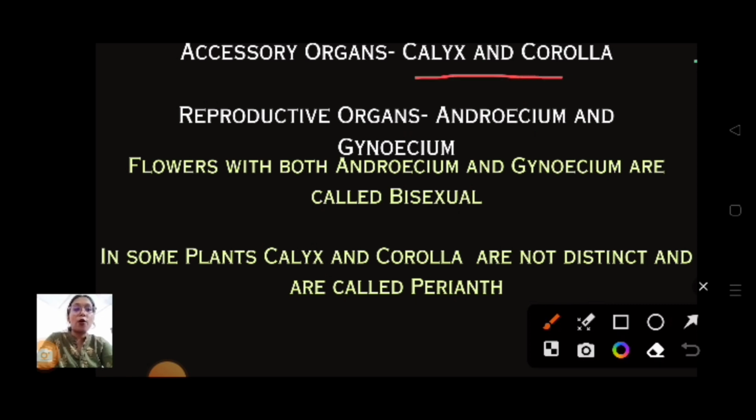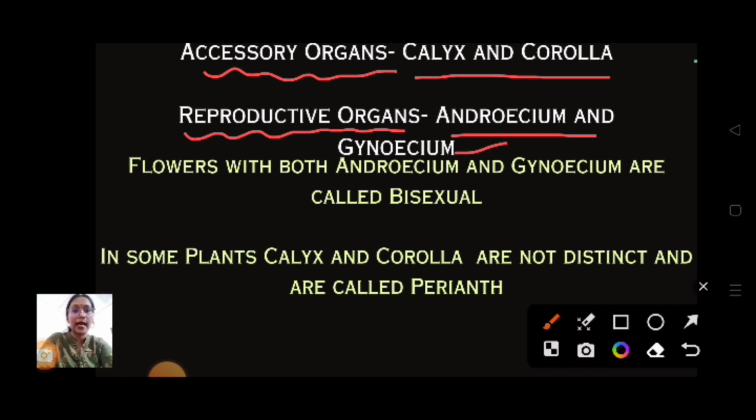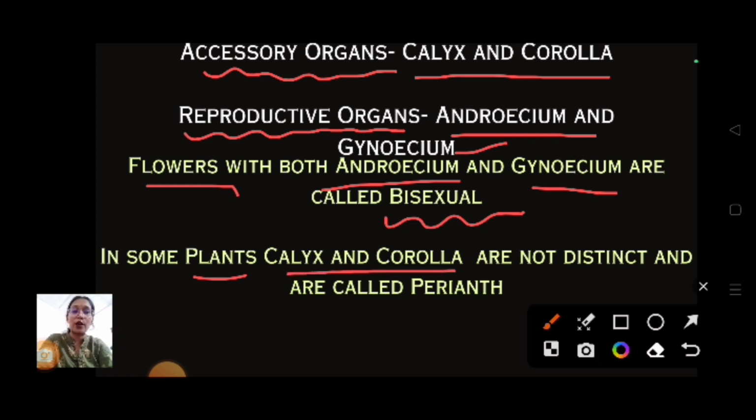This calyx and corolla are called the accessory organs of a flower, and this androecium and gynoecium are called the reproductive organs of a flower. Then the flower with both androecium and gynoecium, meaning the flower which has both male and female parts, will be called the bisexual flower. And in some plants, this calyx and corolla, meaning sepals and petals, are not distinct and are called perianth.